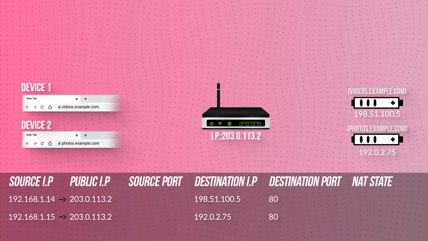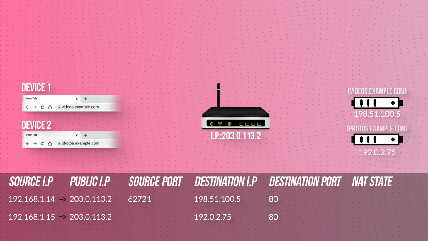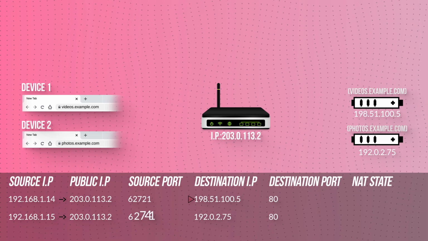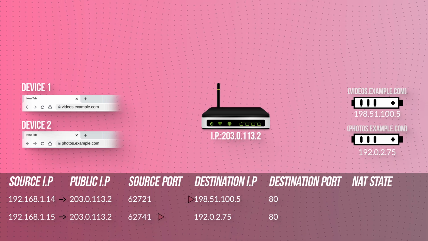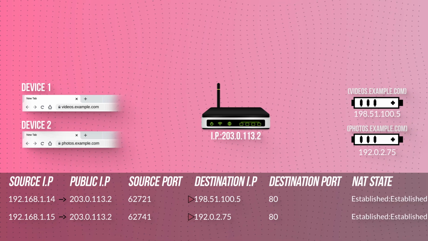Okay, let's say in our example's case, NAPT attaches port number 62721 to the packets that are leaving to the internet from device 1, and 62741 to the packets of device 2. The router notes down these source port numbers in the NAT table.